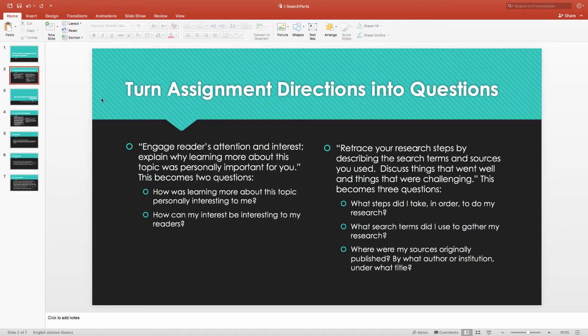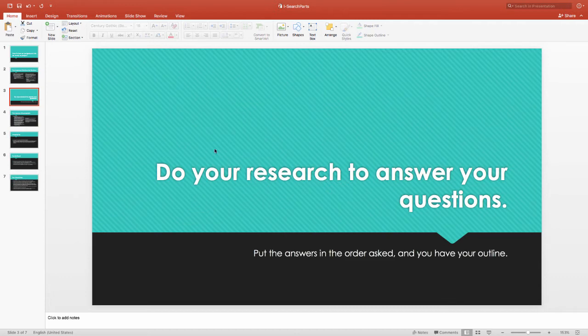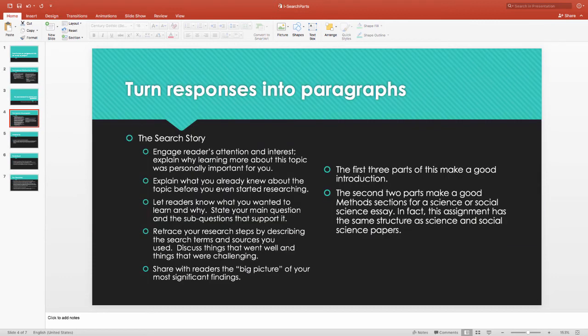Okay, so that's slide 2. Slide 3, do your research to answer your questions. Once you formulate them into questions, use those questions as a guide to help you come up with your answers. And then guess what? When you put the answers in the order that the questions are asked, you have an outline. It's another way of getting there. And okay, turn your responses into paragraphs. Turn an outline into paragraphs.